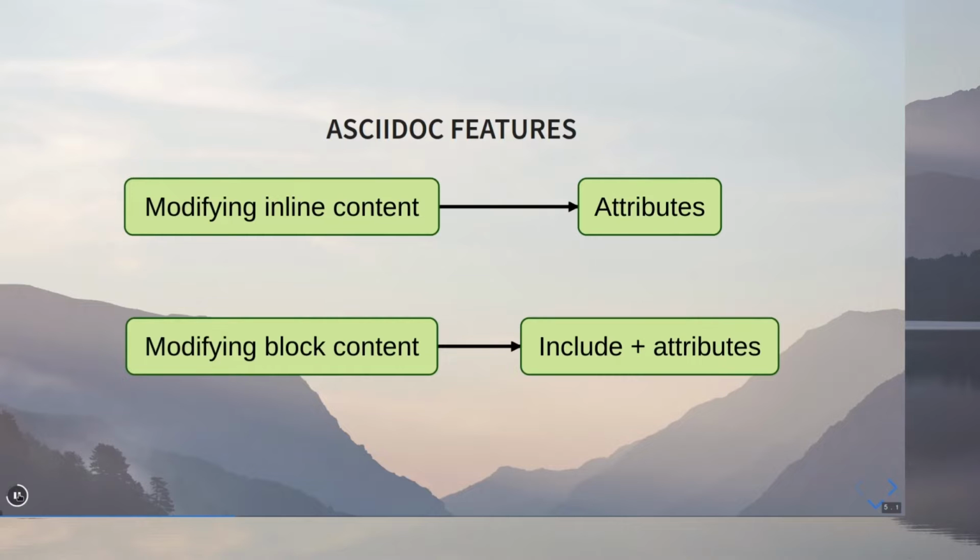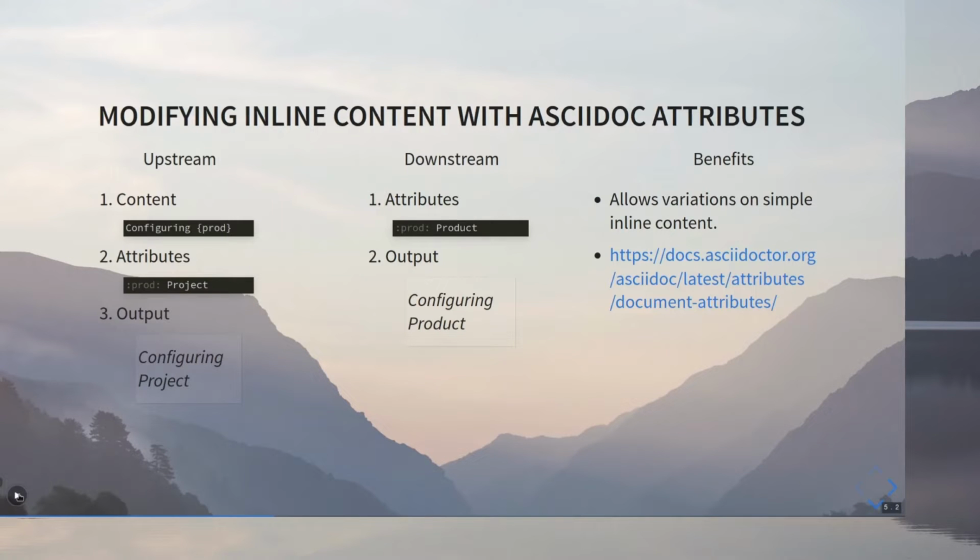Let's go deeper. So just using AsciiDoc, not even Antora, you define an attribute in the upstream, you define an attribute in the downstream, and then you write your content only once in upstream, and the output is different upstream and downstream. So that's a very simple thing. That's the most common pattern. So you modify simple content.